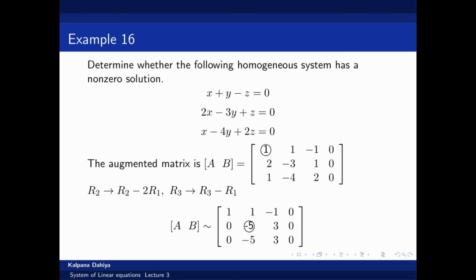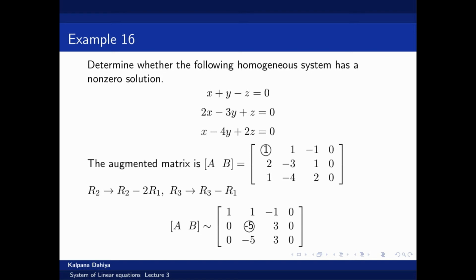Second row goes to second row minus 2 times first row, and third row is third row minus first row. So we have the second matrix. Augmented matrix is equivalent to first row as it is 1 1 minus 1 0, second row is 0 minus 5 3 0, and third row is 0 minus 5 3 0.